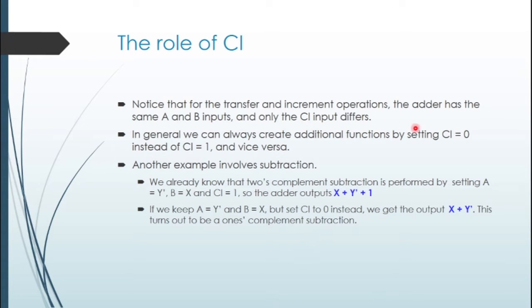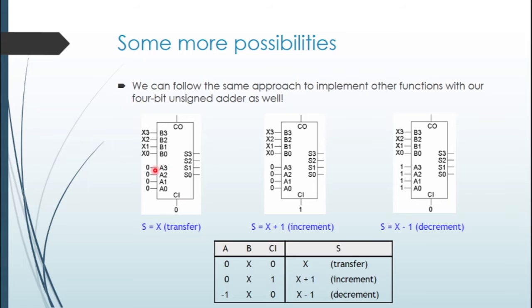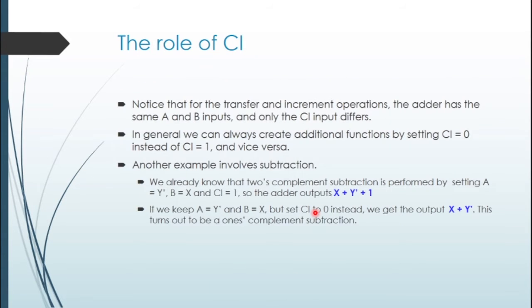Notice that for the transfer and increment operation, the adder has the same A and B inputs, and only the Ci input differs. You can see here A is 0, B is x in both of these two cases, where S is simply transfer or increment. In both cases the result is a little different because Ci is different. When Ci is 0, it's simply x transfer. If Ci is 1, it means we are doing an increment operation. So in general, we can always create an additional function by setting Ci equal to 0 instead of 1, and vice versa. So Ci is basically the main thing. We can use different values of Ci, 0 and 1, and do different operations according to those values.